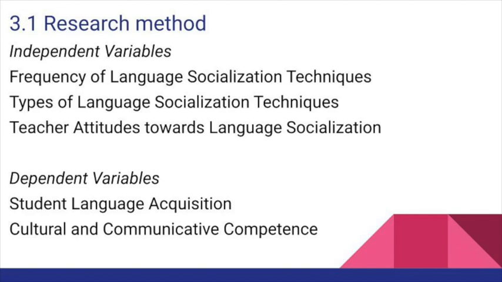Lastly, for the independent variables, we have the teacher's attitudes towards language socialization. This one addresses the teacher's beliefs and perceptions about the effectiveness of language socialization in the field of second language acquisition. Now, for dependent variables, we have first student language acquisition. This variable could be measured through various assessments like pre- and post-test performance tasks and students' reflections on language learning experiences. Likewise, cultural and communicative competence. This one could be assessed through analysis of student-generated texts.